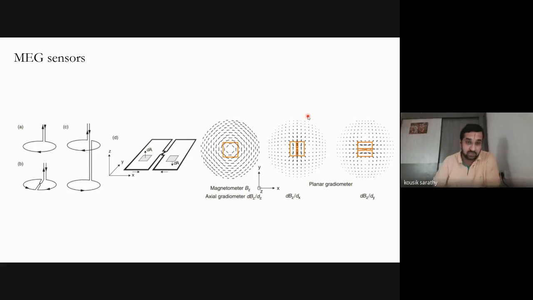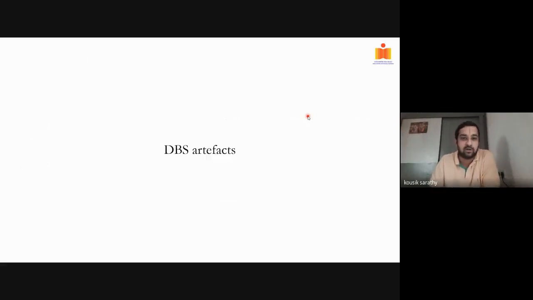And then there is also the issue of impedances. So you have to keep correcting the impedances now and then. It's going to be a tough ask. With MEG, you don't have these issues. So what could go wrong?